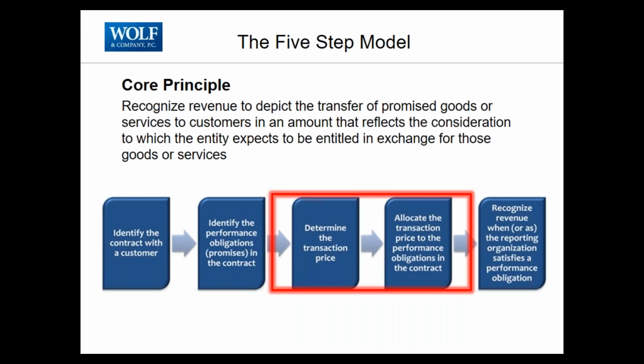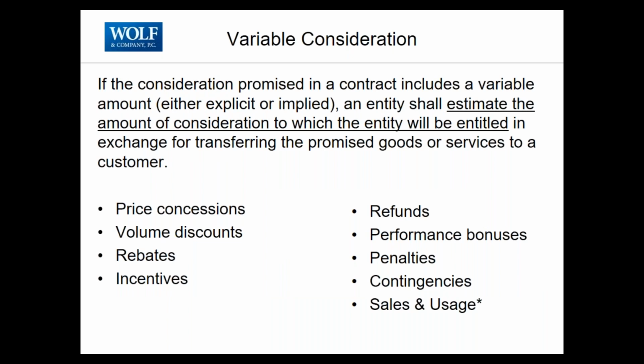So there are many items that could impact the ultimate consideration an entity expects to receive. Today we are focusing on variable consideration and financing components in step 3, which can be explicit or implicit based upon the historical business practices. An example of implicit would be a history of granting price concessions, and I'll have a bit more on that later.